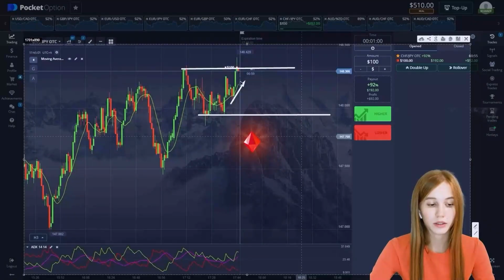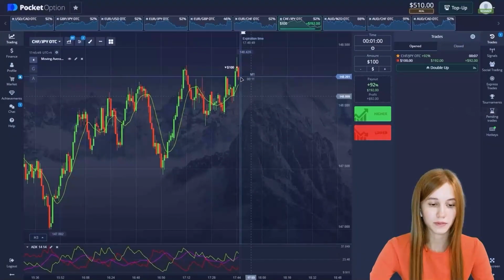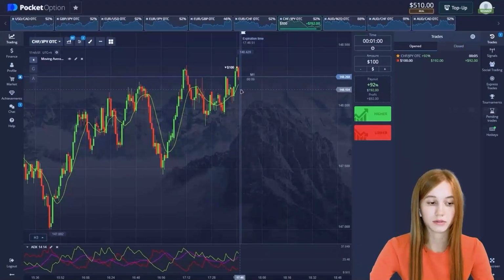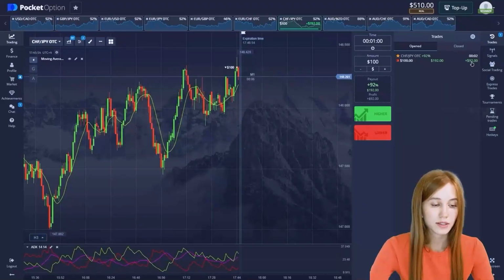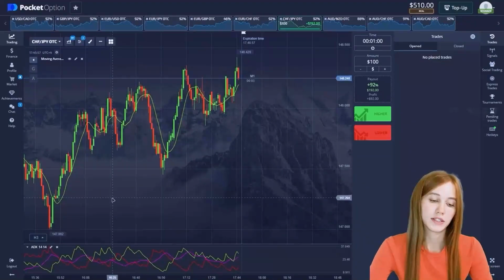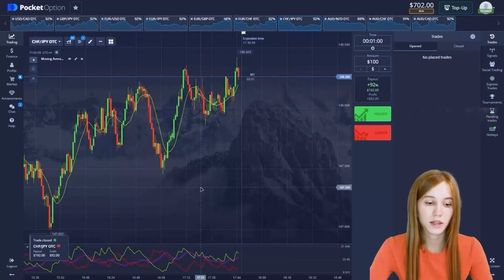Also, if we look at ADX, the red line has leveled off. On the contrary, the green line began to fall down. The intensity has started to increase. Let's see. The drawdown has begun. 2 seconds, 1, plus deal. Good profit is also $92.